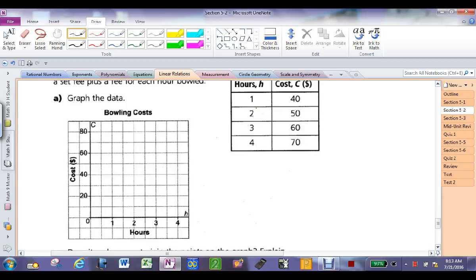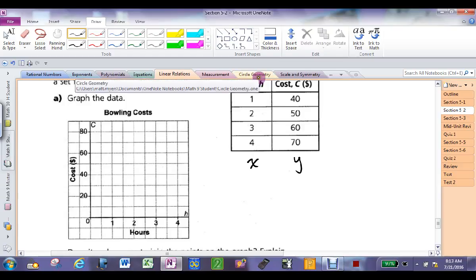On the left is what? X's. On the right is Y's. Remember, X's are the independent variable, and they are usually time. Why? Time passes for everyone. Whether you're bowling or not, the time is passing.